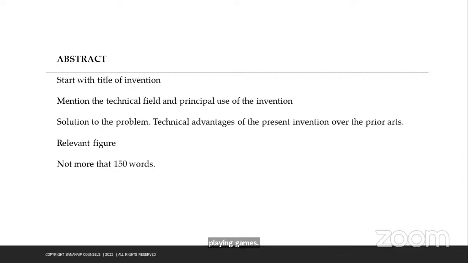Next is the abstract. The abstract should start with the title of the invention. It should mention the technical field and the principal use of the invention, the solution to the problem should be mentioned, and the technical advantages can also be mentioned. And the relevant figure that is to be published should be mentioned in the abstract. And the total number of words should not exceed 150 words.